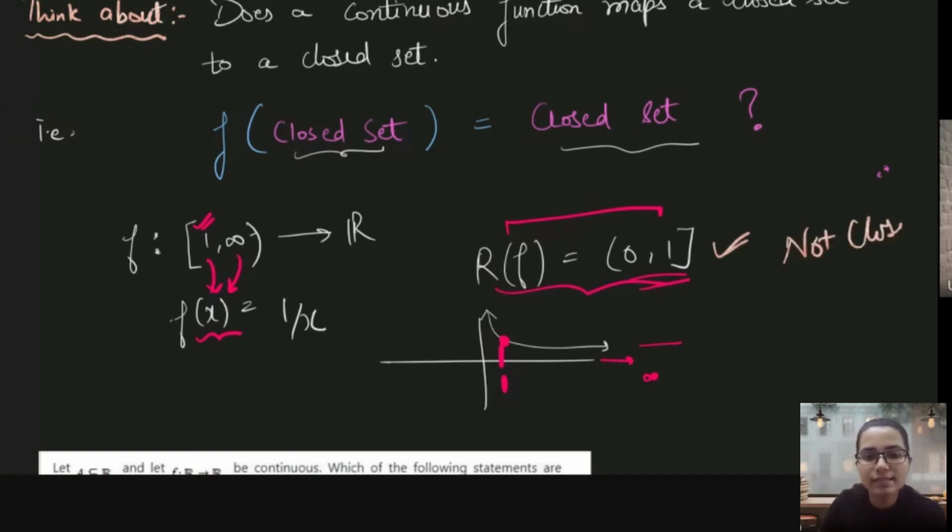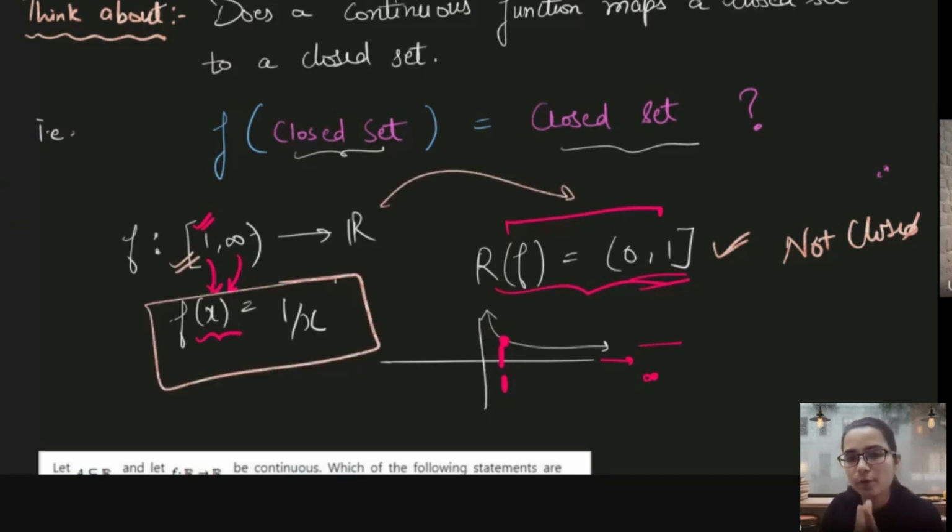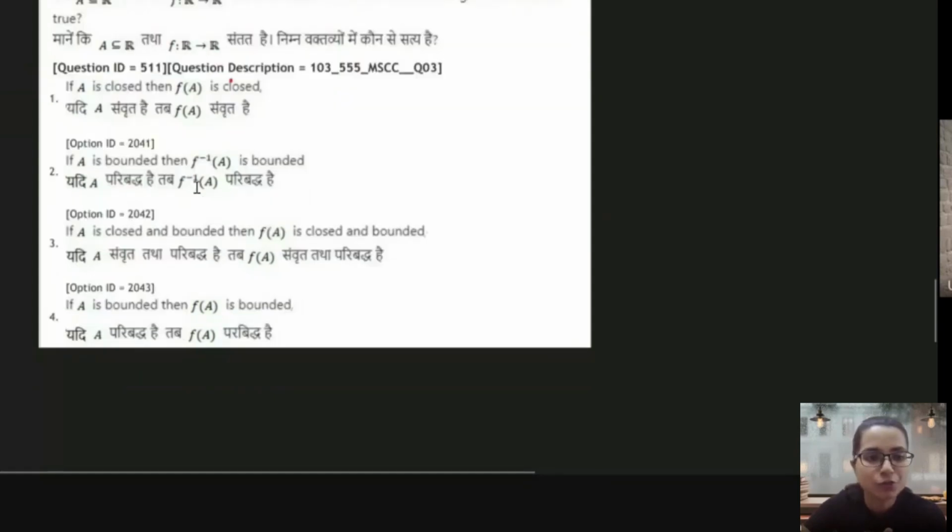So you have an example that was continuous. Yes, it was a continuous function in this particular domain, but the range of this function did not come out to be closed. So a continuous function does not guarantee that a closed set will be mapped to a closed set. Okay, but does a continuous function guarantee that a bounded set will be mapped to a bounded set? This is also a good question. And with this question, I want to move on to this next question.